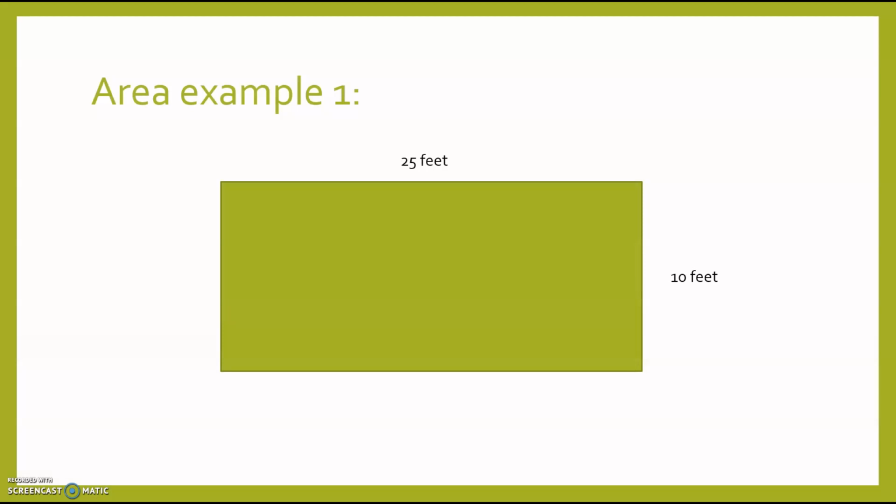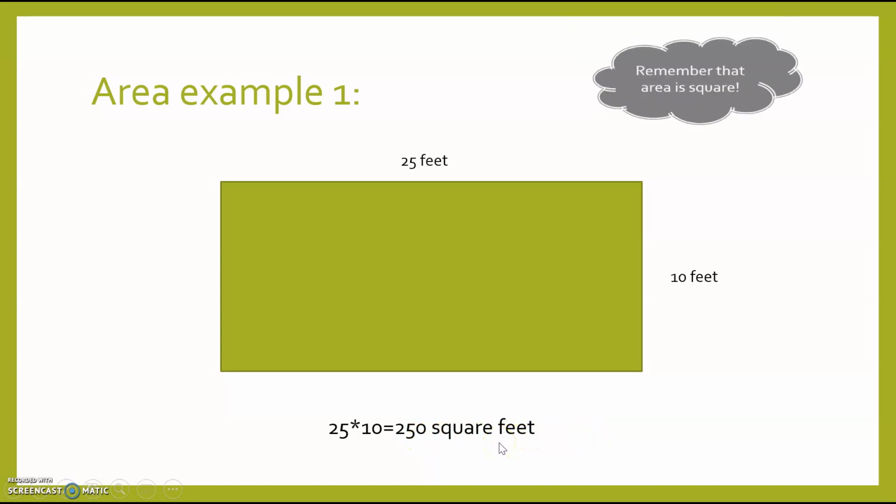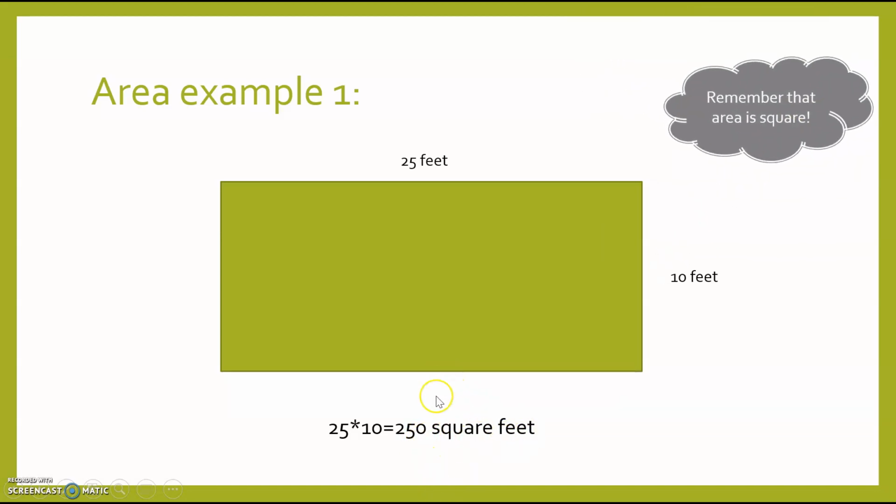Here is example 1. We have that same rectangle as we had in the perimeter example 1. It's 25 feet by 10 feet. So we multiply 25 feet by 10 feet, and we get 250 square feet. We add that square because the area is broken down into a grid-like. So we have to add square before we add the label.